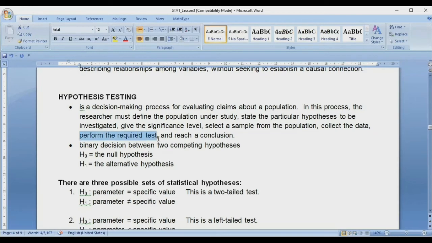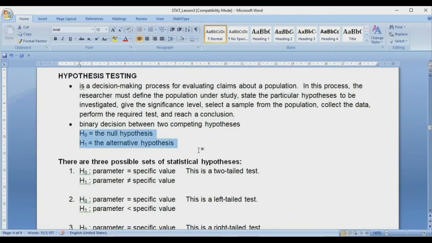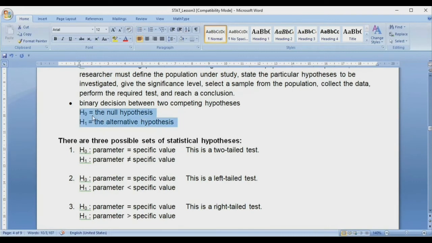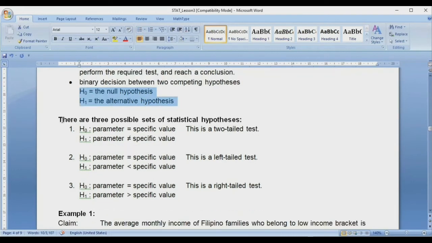So after I conduct a test, syempre I will record, tabulate your scores. So pwede ko siyang gamitin ng correlation, ANOVA, t-test, kung ano man yung applicable na statistical treatment. Then reach into a conclusion. So magkakaroon ako ng findings of the study. Ano nakita kong result? Paano ko siya explain? And then we have two types of hypothesis, null and alternative. H0 for null, H1 for alternative. And we have three possible sets of statistical hypothesis.